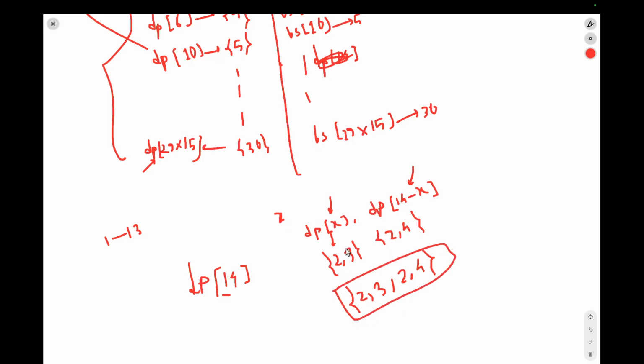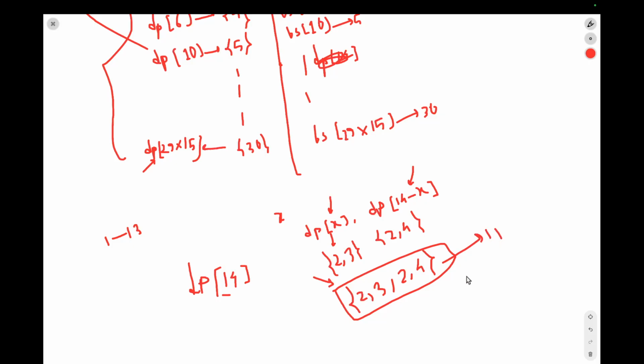But here many values can be possible. 1 and 13 can be possible, 2 and 12 can be possible, 3 and 11 can be possible. Which will we take? We will take that, after which merging them, we get the least best sum value. Let's say after adding these two, what is the base sum of dp now? The base sum of 14 now, that is 3 plus 2, 5 plus 2, 7, 7 plus 4, 11.